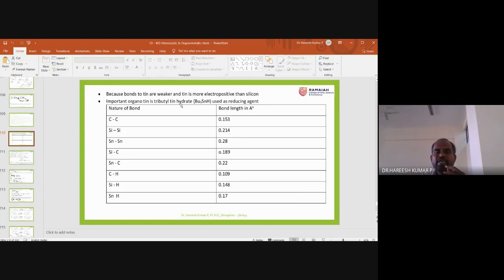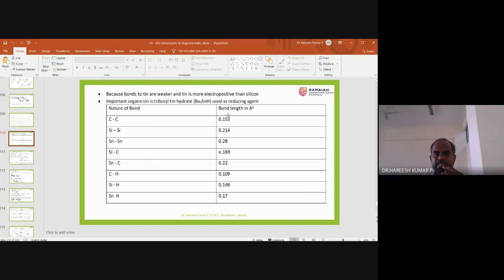An important organotin is tributyl tin hydride. In short form, it is called TBTH. TBTH means tributyl tin hydride. So Bu3SnH is also called tributyl tin hydride. This is the most important organotin compound, and it is used as a reducing agent.